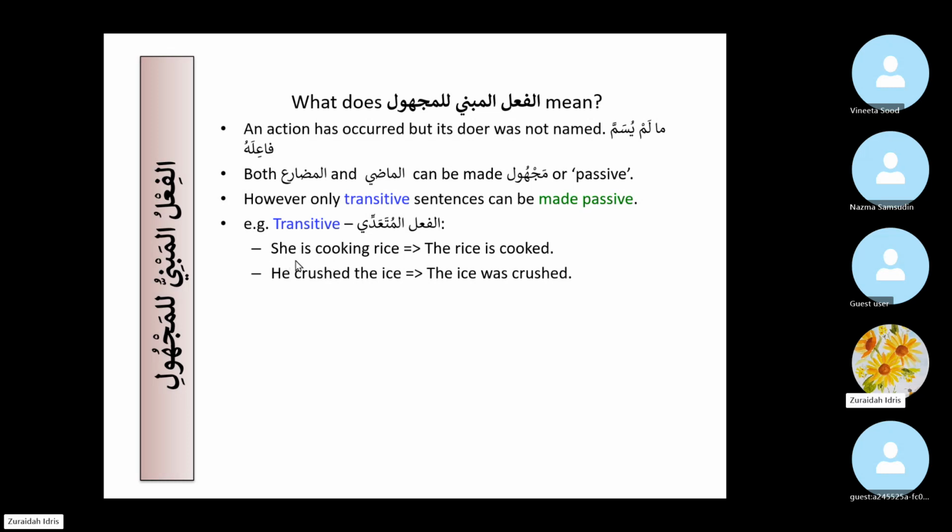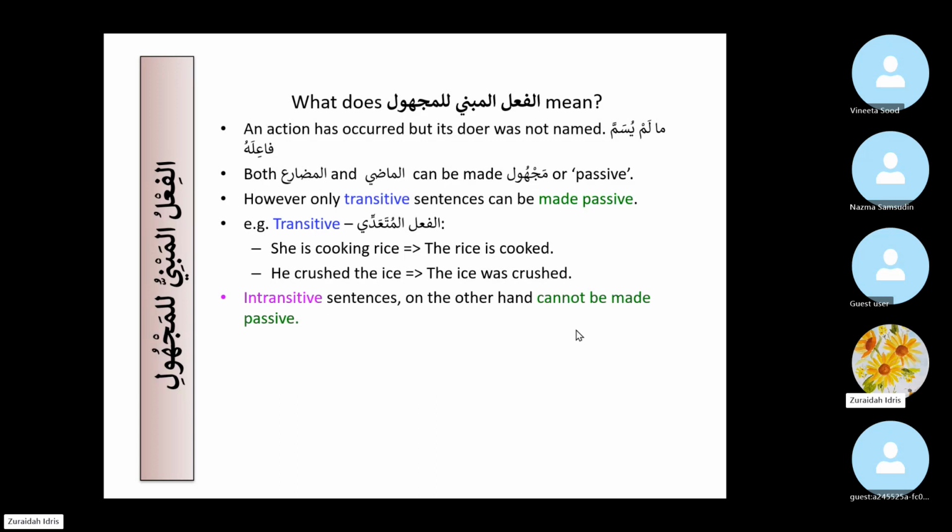Like, say, we can create, she is cooking. Yeah, it still makes sense, right? But most of the time, it will be hanging. Like he crushed. He crushed what? You know, we were asking, what did he crush? So it's a sentence that needs a maf'ul bihi to be complete most of the time.